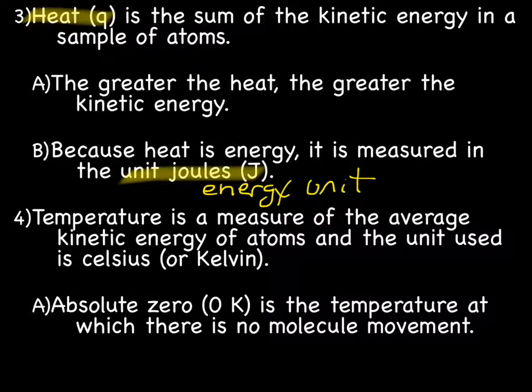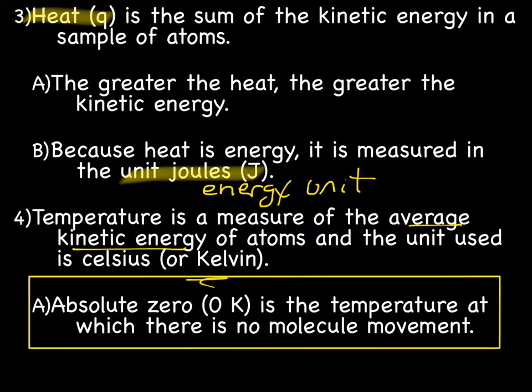Temperature is a measure of the average kinetic energy of atoms, and the unit used is Celsius or Kelvin. And this is an important one here. Absolute zero, meaning the theoretical lowest possible temperature, is 0 degrees Celsius. Or no, sorry, take that back, 0 degrees K. And that's the temperature at which there is no molecule movement. And this is theoretical. Absolute zero is theoretical.